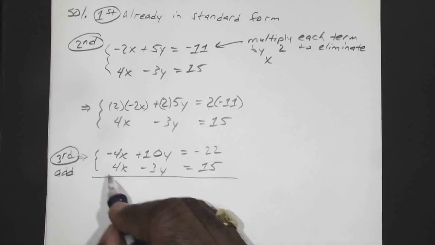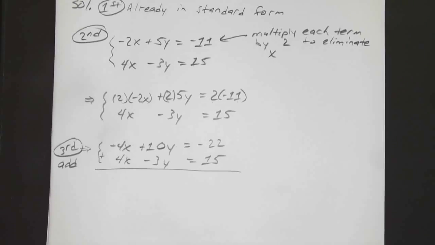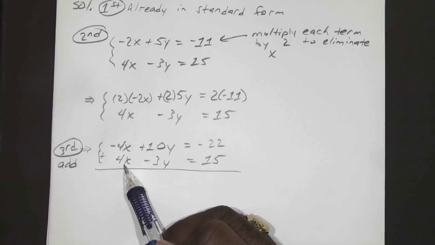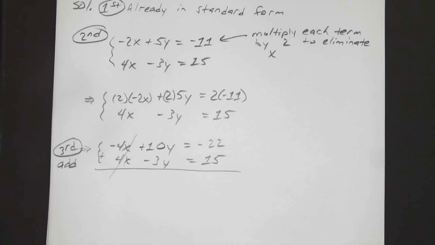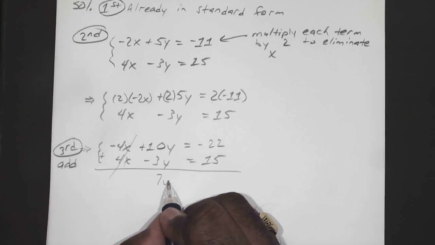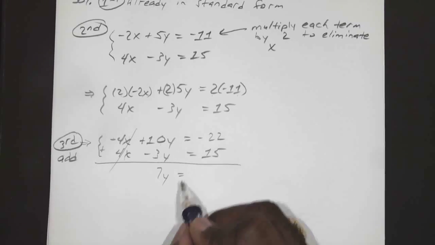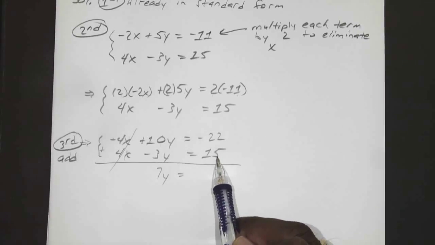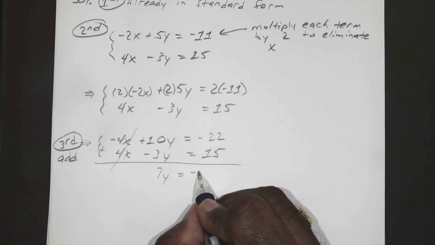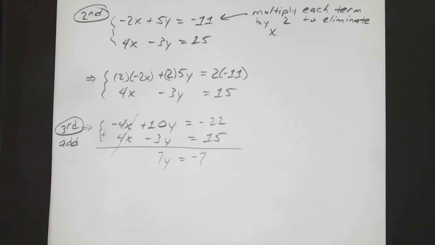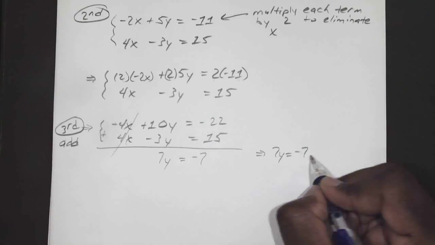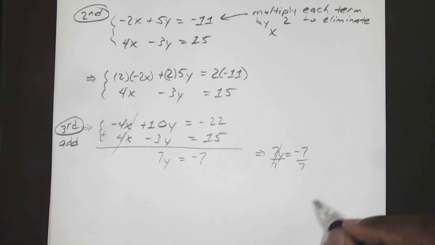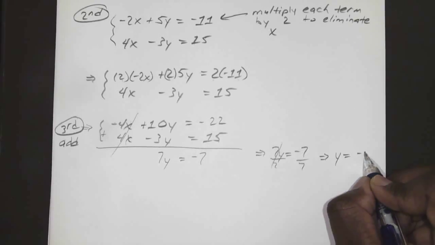Okay, so if we went ahead and added them both together, you have negative 4x and positive 4x, which if you add them together is just 0. So that worked out just the way we planned it. You have 10y minus 3y, 7y, equals negative 22 plus 15, which is negative 7. So you have 7y equals negative 7. Divide both sides by 7. You have y equals negative 1.